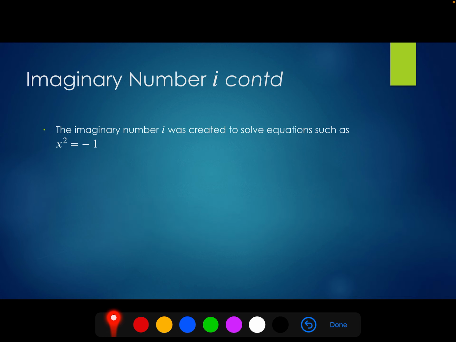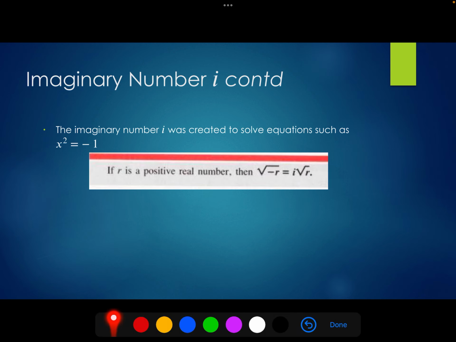Now, the imaginary number i was created to solve equations such as x squared is equal to -1. All right, so here's a little rule we have. It says if r is a positive real number, then the square root of -r is equal to i times the square root of r. So let's see how that applies here in this equation.